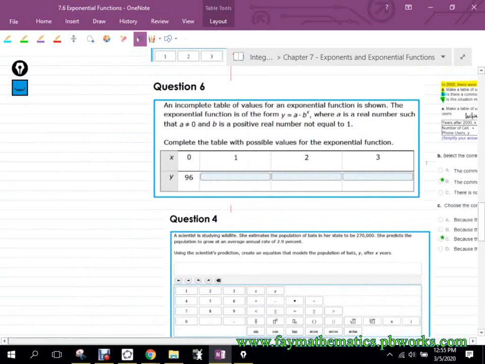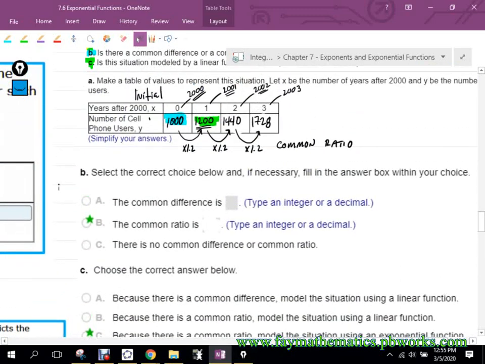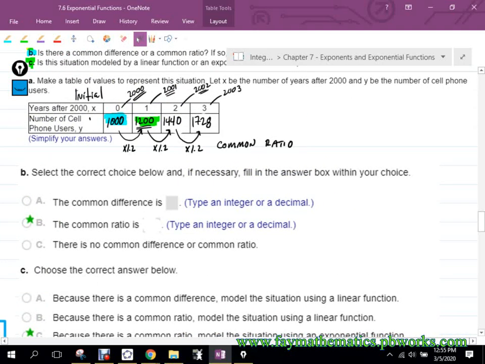right, so we got the chart filled in. We good with that? Okay. Now, yesterday, our chart was vertical, but it doesn't matter. This is horizontal. But the common ratio, because we're multiplying from one to the next, that's why it's called a common ratio. So we come down here and we find an option B says the common ratio is, and in this case, it'd be that 1.2, right?